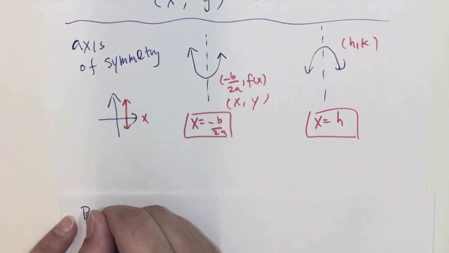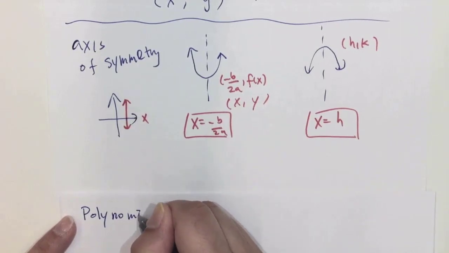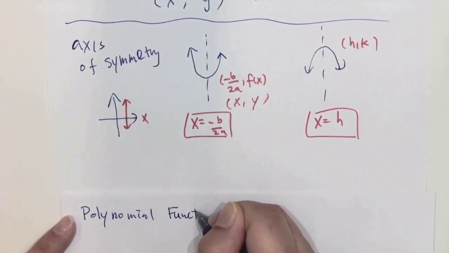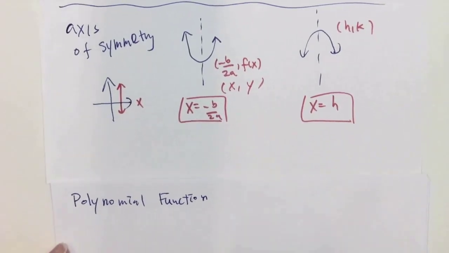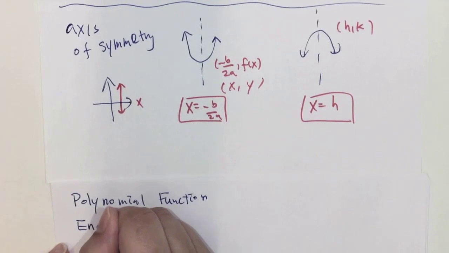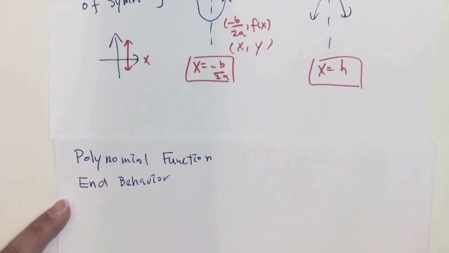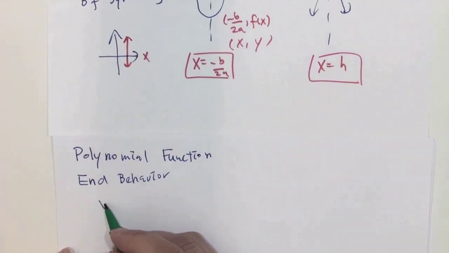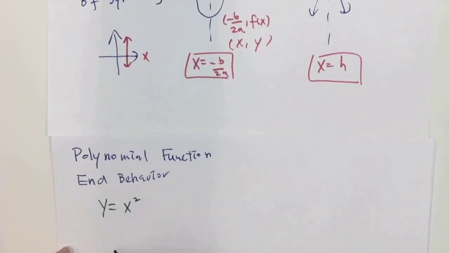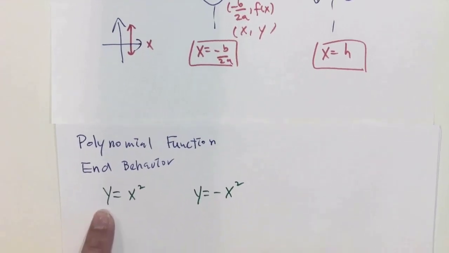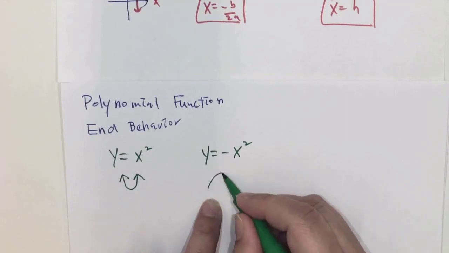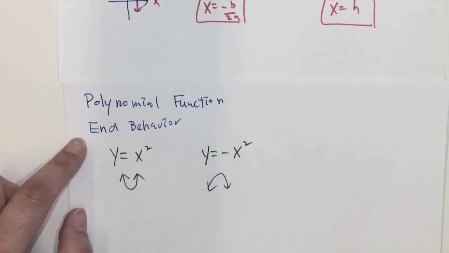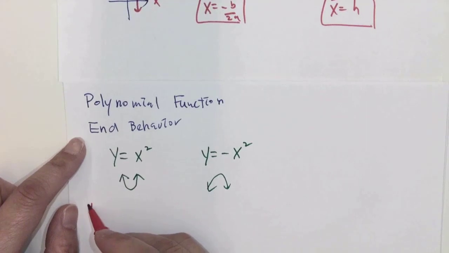The other one would be polynomial. A polynomial function can have x to no power, first power, second power, etc. But we want to quickly review the end behavior. It would be helpful if you remember y equal to x squared and y equal to negative x squared. The first one will look like what again? Open up parabola. The second one? Open down parabola. So these two are the base of even functions.